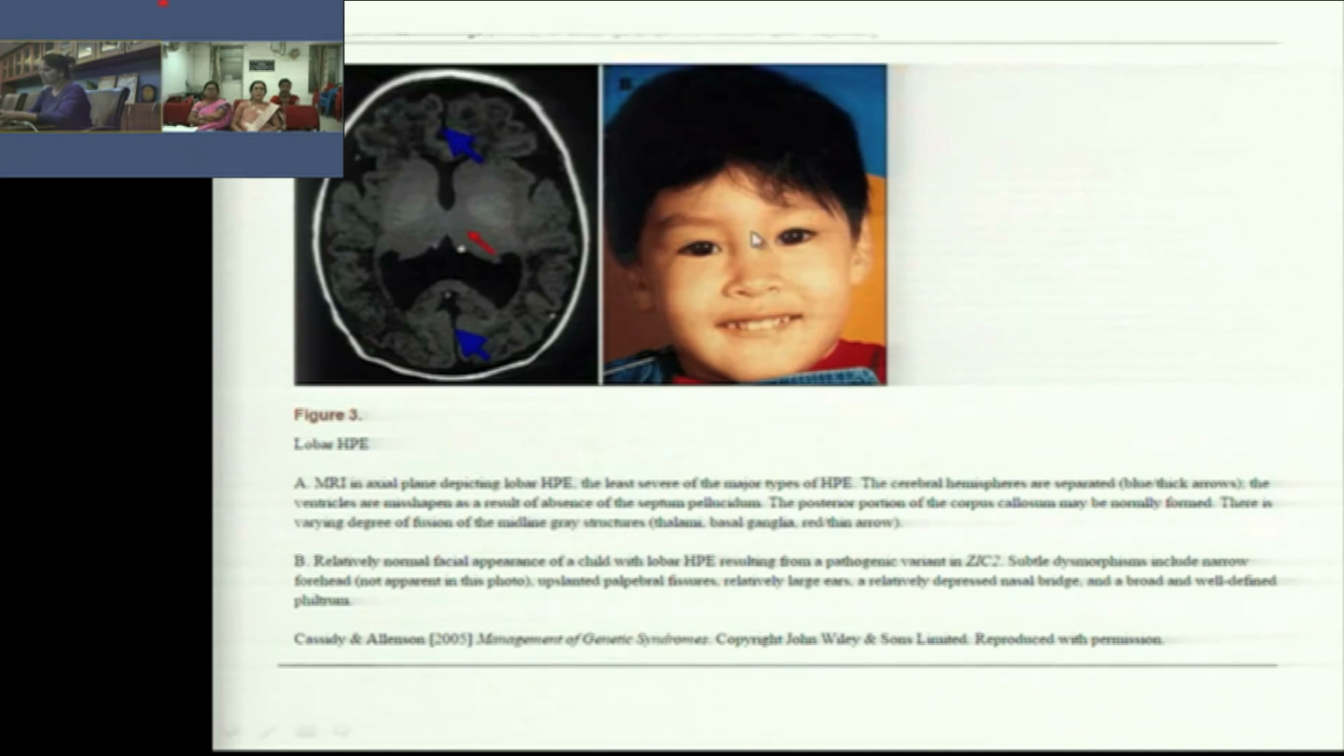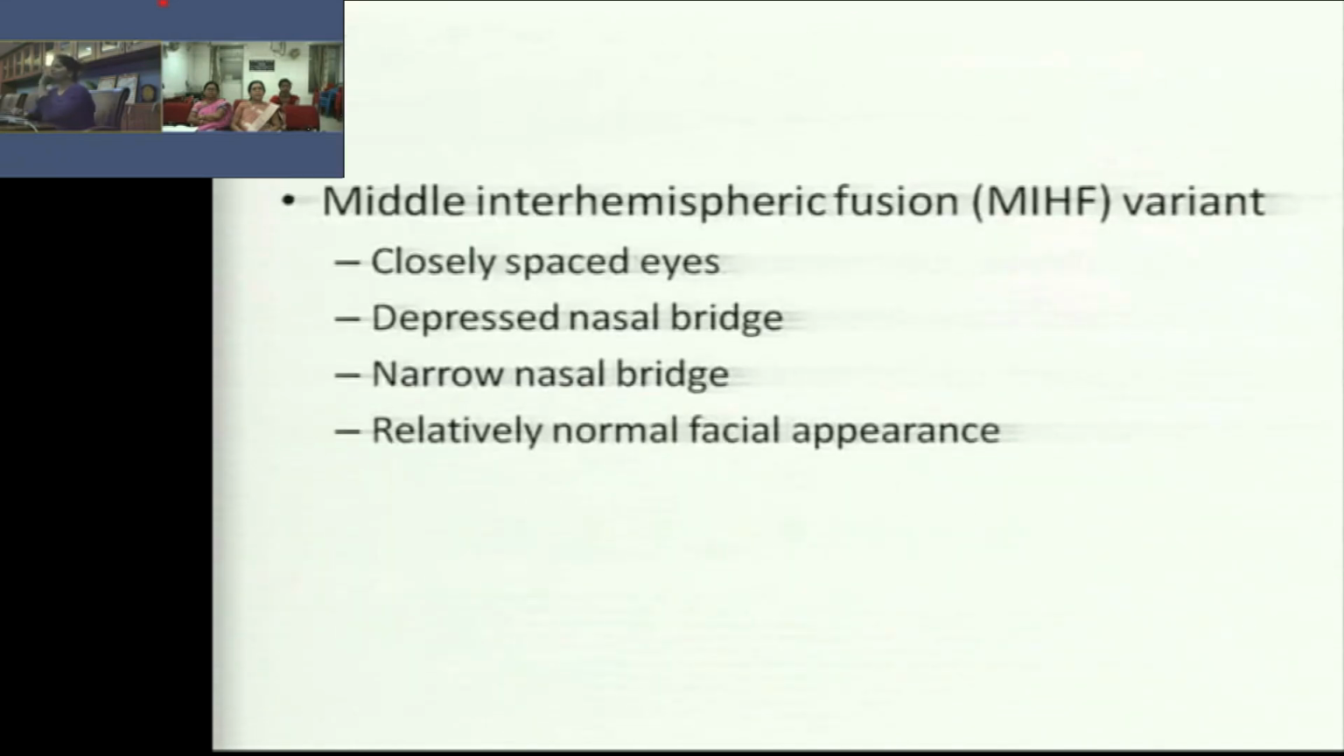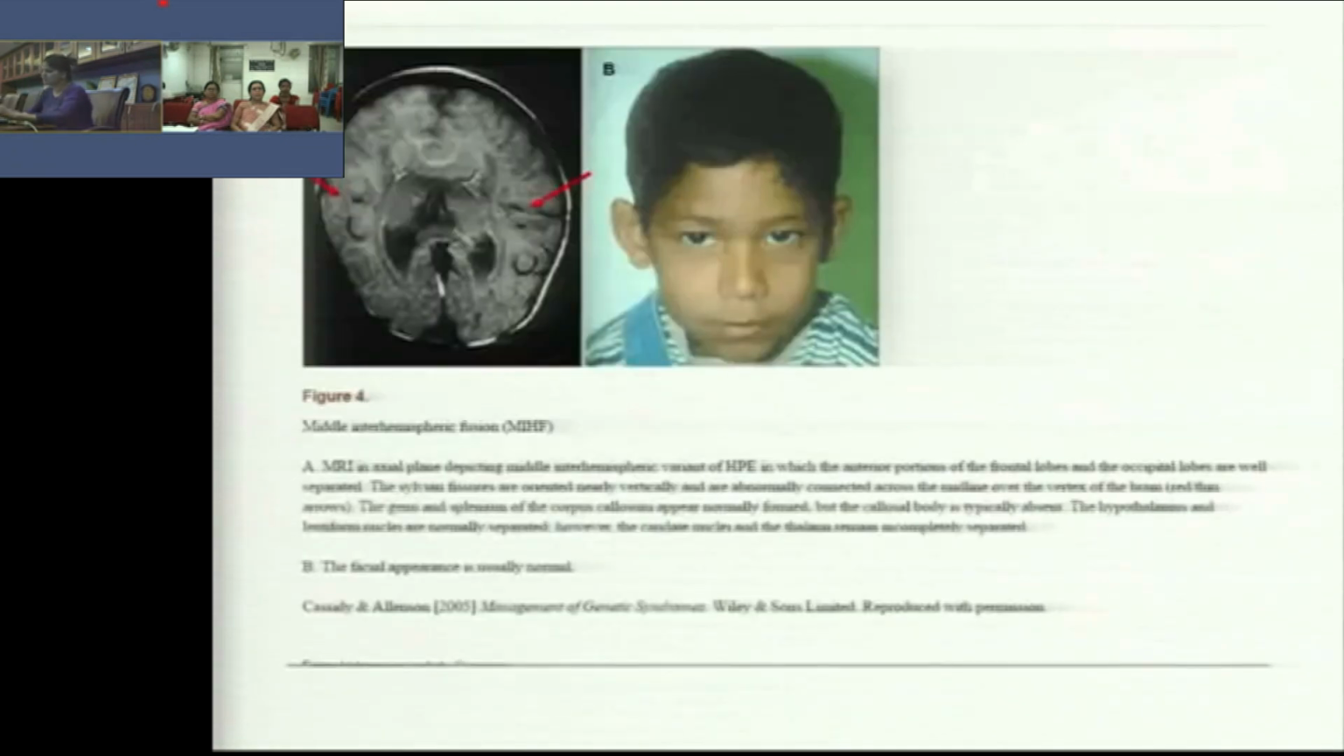Then subtle dysmorphism includes a narrow forehead, which is not very apparent, upslanted palpebral fissures, relatively large ears, a relatively depressed nasal bridge, and a broad and well-defined philtrum. So this child is also nearly normal, with subtle dysmorphic features. The other variant, as I mentioned, is middle interhemispheric fusion, MIHF, with closely spaced eyes and a narrow nasal bridge, but the facial appearance is usually relatively normal.